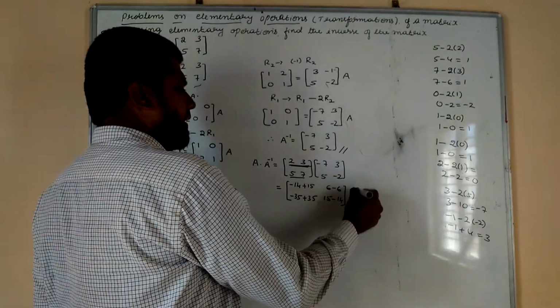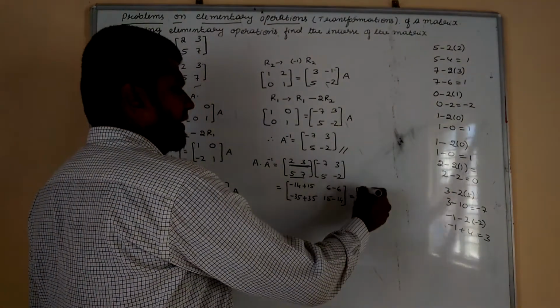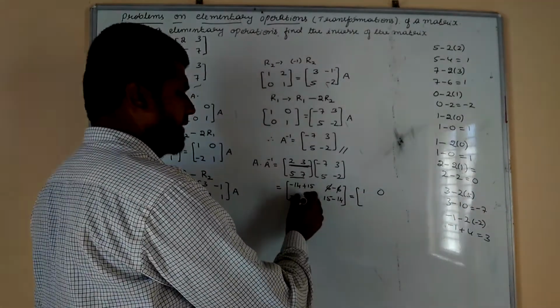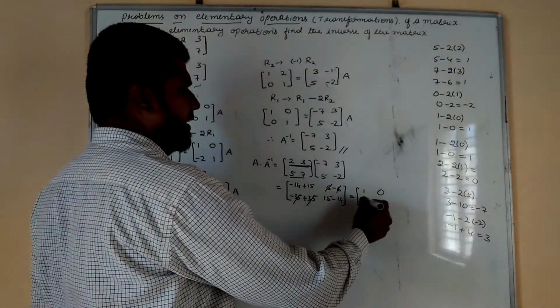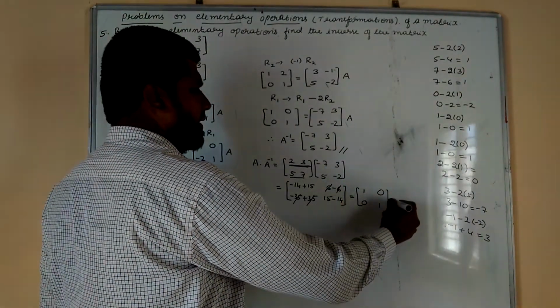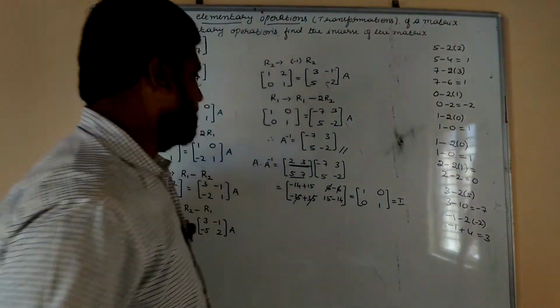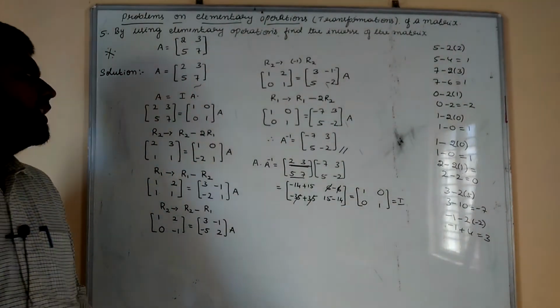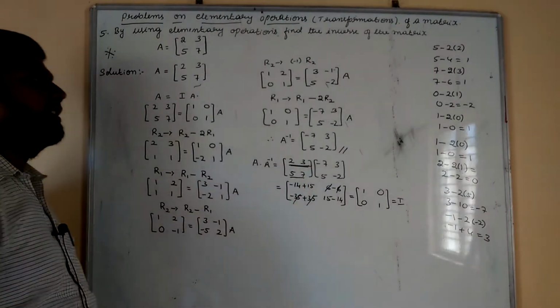So then here minus 14 plus 15 is 1. Then plus 6 minus 6 cancel, you are getting 0. Plus 35 minus 35 cancel, you are getting 0. Plus 15 minus 14 is 1. So you got the identity matrix. So we got A into A inverse is I. Then the A inverse answer is correct.